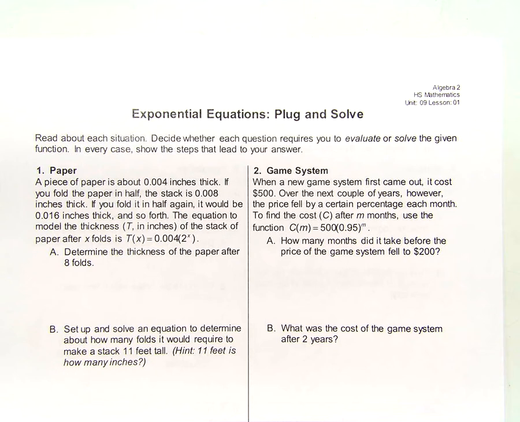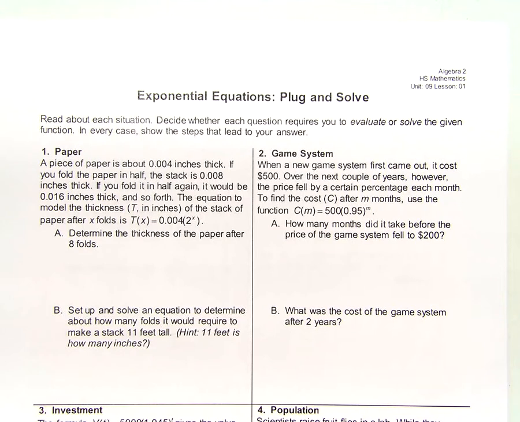I guess it really tells you about a piece of paper first. A piece of paper is about 0.004, so 4 thousandths inches thick. If you fold the paper in half, the stack is 0.008 or 8 thousandths inches thick. If you fold it in half again, it would be 16 thousandths inches thick, and so forth. The equation to model the thickness of the stack of paper of x folds is given.